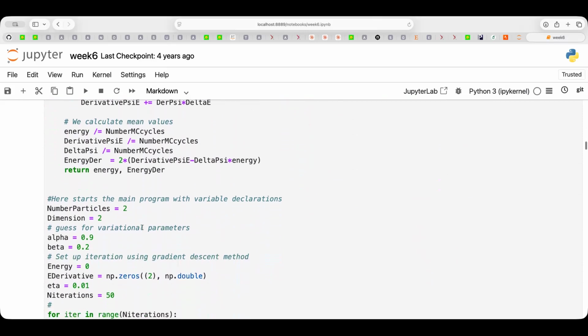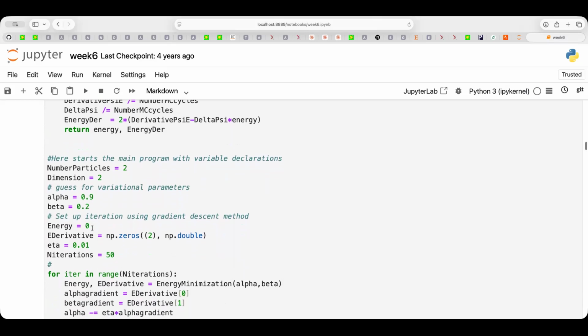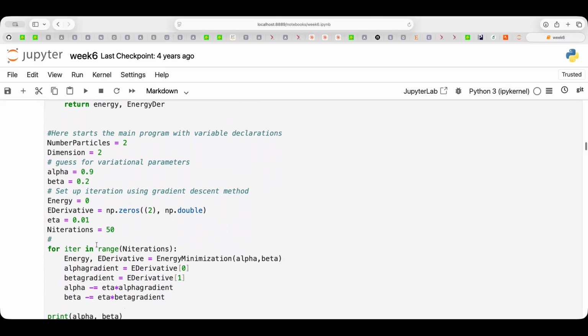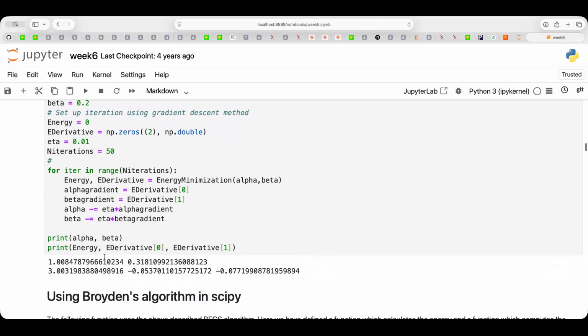Then I'm setting up the number of particles. I start with alpha. This is my guess for the variational parameters, because I know that alpha equal to 1 is the case when I have no interaction. So it's useful to start close to that one. So you use your previous insights. Then I'm setting up the derivatives. I just zero them here. I do the number of iterations. Then I calculate the energy and the energy derivative by calling this function. I get the gradient for parameter alpha and the gradient for the parameter beta. And then I simply update these. So this is just plain gradient descent, where I have eta multiplied with the different gradients. And then I just print the values when I'm done.